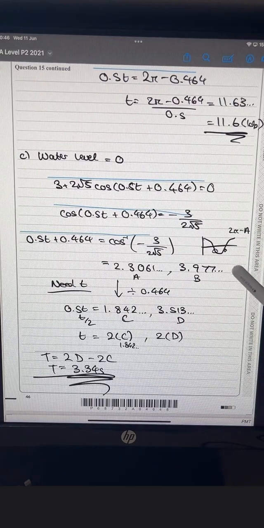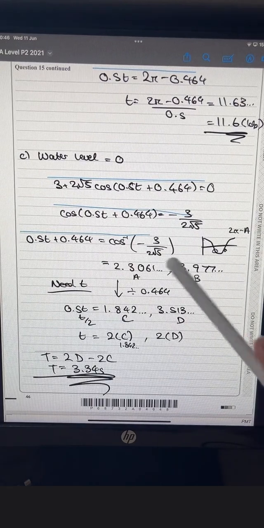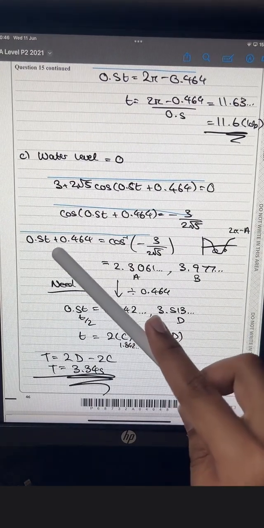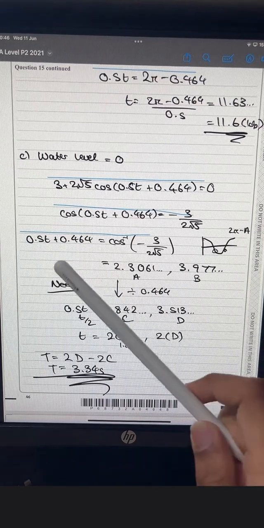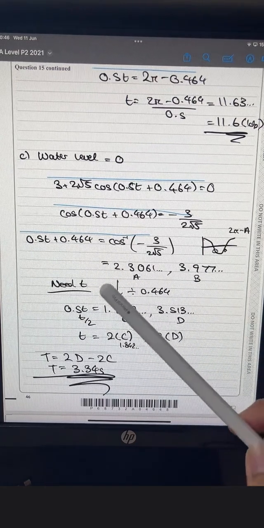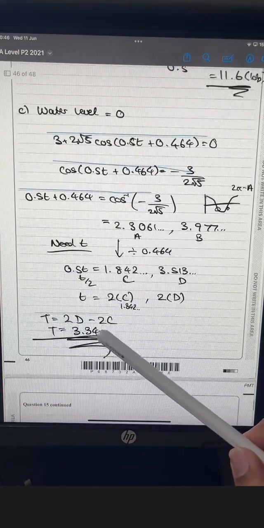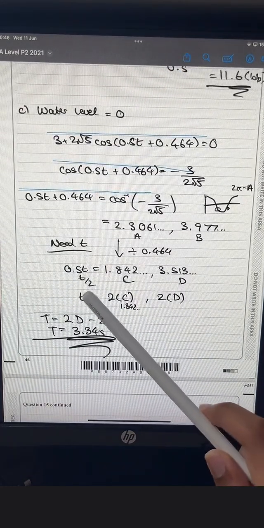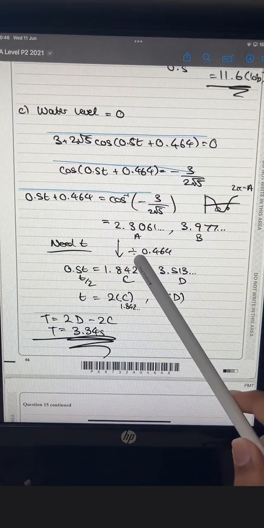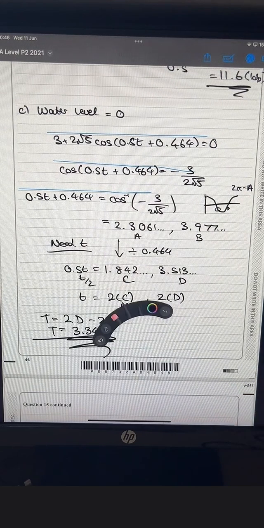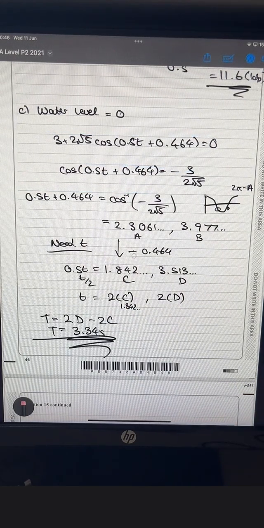So 0.5t is equal to these. I need to just find what t is equal to. I need the times, right? Oh yeah, no worries, Bryn. Sorry if I made that a bit unclear. So then I have t over 2 is equal to that, by subtract. I didn't mean to put divide. That is my bad. That is meant to be subtract 0.464. And then I just double them because I have 0.5t.